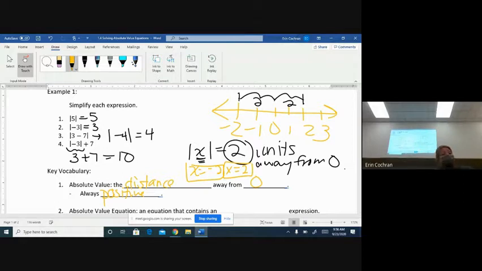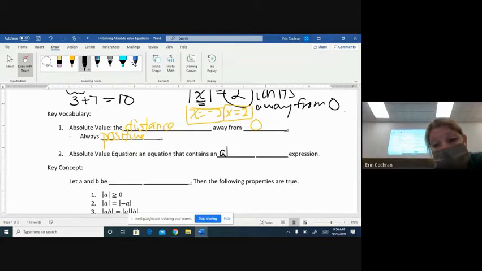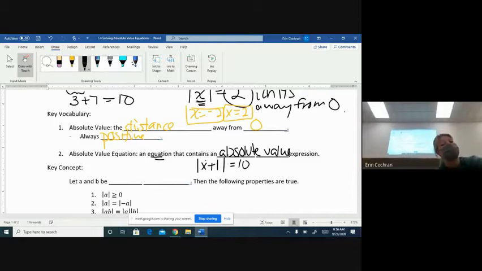Okay? All right. So an absolute value equation is an equation that contains an absolute value expression. Equation means it has an equal sign, right? So we can have different types. We can have the absolute value of x plus 1 equals 10. We could have problems like 2 times the absolute value of x plus 3 equals 5. As long as we have an equation, an equal sign, and we have the absolute value, that's an absolute value equation.